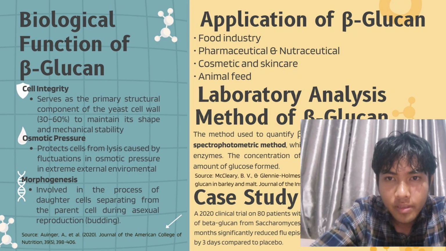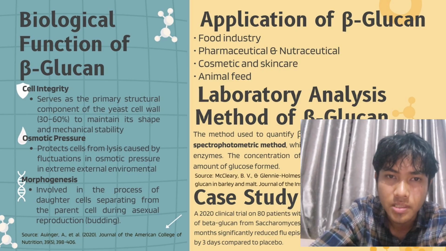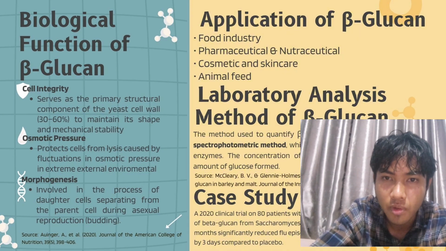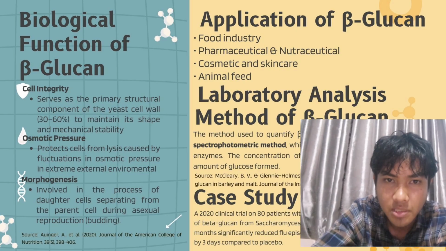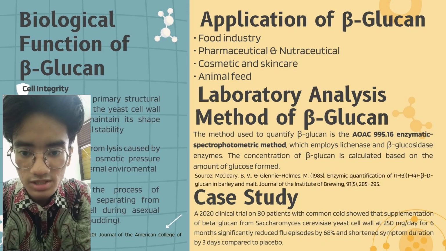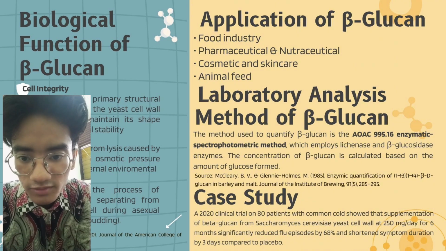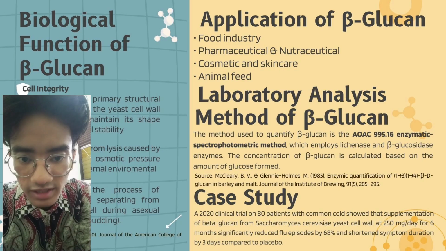Back with me, Farhan, to answer the fifth part. The biological functions of beta-glucan in yeast include cell integrity, as a skeletal component comprising 30 to 60% of the cell wall; osmotic pressure regulation, to prevent cell lysis; and morphogenesis, to assist cell separation during budding. It is involved in the process of daughter cells separating.